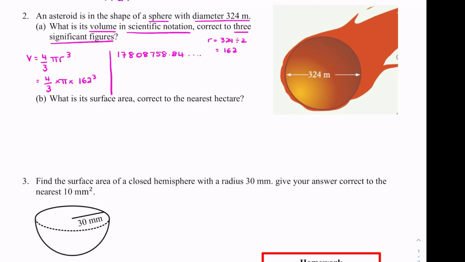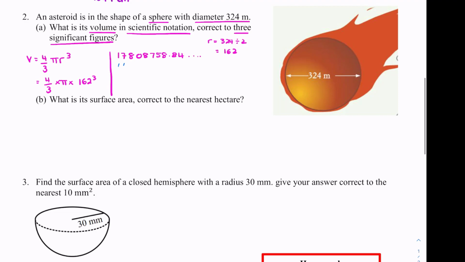Now I need to round this first of all to the 3 significant figures. So that means I'm looking for the first 3 numbers. 1, 2, 3. Here they are. I'm going to put my cut here. I'll have a look at the number after my cut. Now that's a 0. That means I don't have to do any rounding. So that's 178. And then I'm going to replace all of these with zeros.